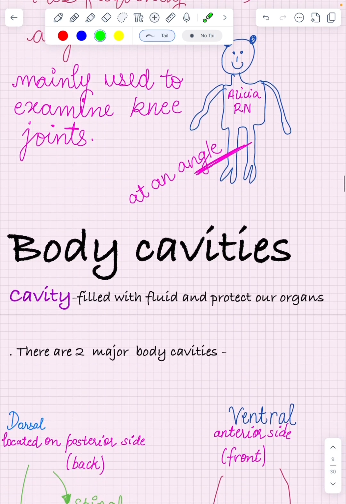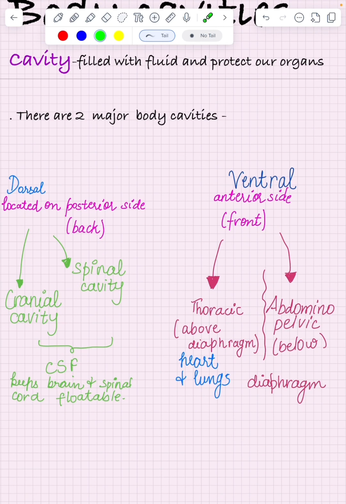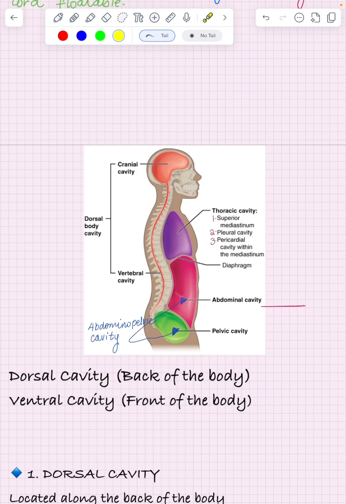Next, we're going to talk about our body cavities. Cavity is any fluid-filled space, and it protects our organs. We have two major body cavities. The first is dorsal, and the other is ventral. It's a really important topic. So the dorsal body cavity is at the back of our body, and it's divided into two subcategories. The first is cranial cavity that holds the skull and the brain, and the second is spinal cavity that holds the spinal cord.